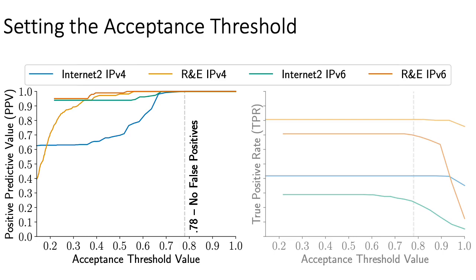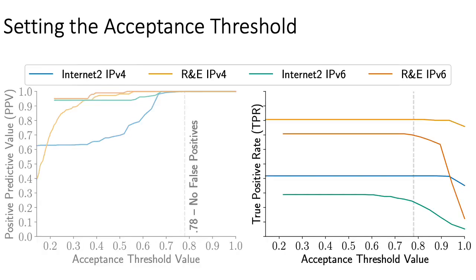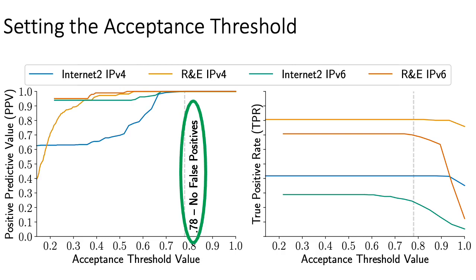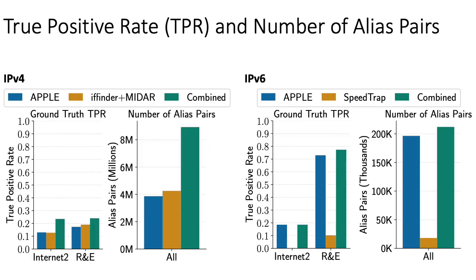The left graph shows how the precision increases as the acceptance threshold increases, while the right graph shows that increasing the required ratio of matches to comparisons decreases the true positive rate. Most importantly, the left graph shows that an acceptance threshold of 0.78 eliminates all false positives in the ground truth for both IPv4 and IPv6. So for the remaining experiments, I set the acceptance threshold to 0.78 and just evaluate the true positive rate.